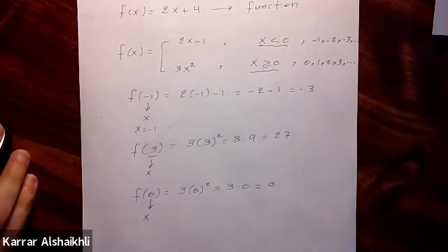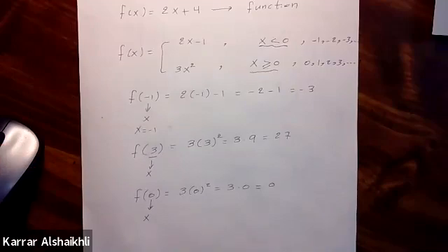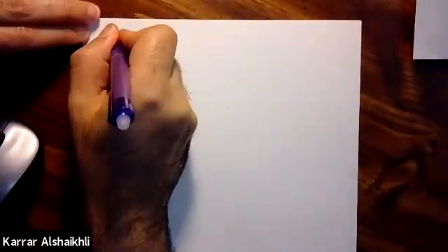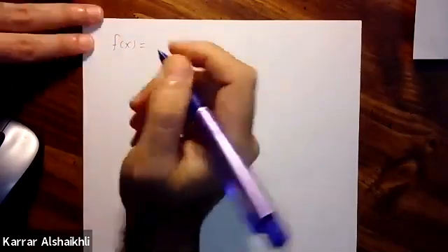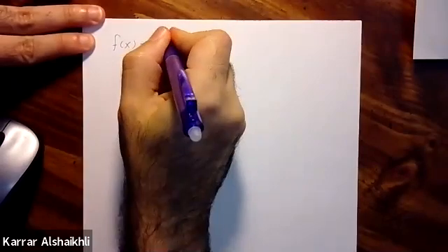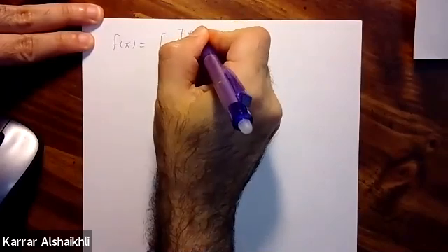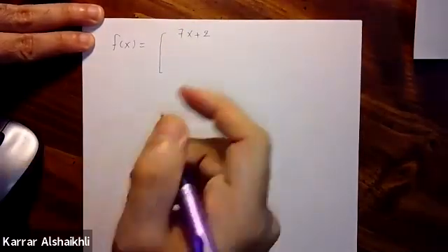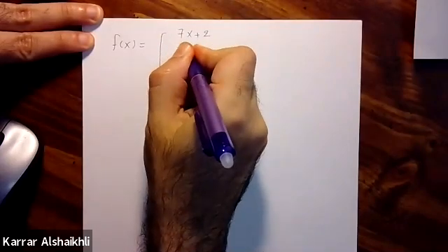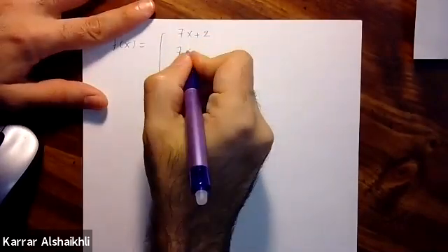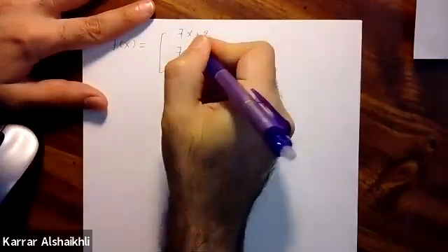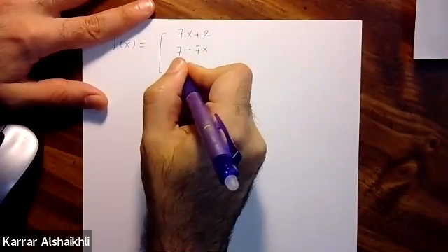Let's do another example about that, so it's going to be easier for you. Here's another example about the piecewise function. If you have f of x equal, this function contains 3 pieces. 7x plus 2 is the first piece. The second piece is 7 minus 7x. And the third one is 3x.